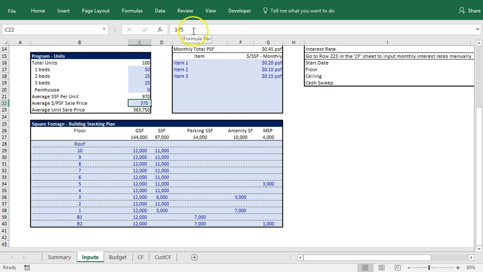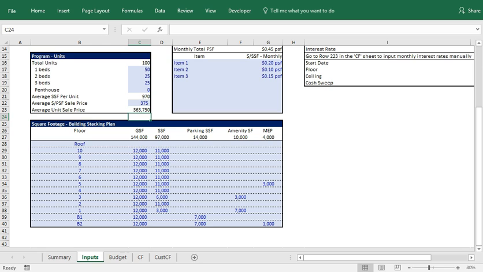And in the cell below, cell C22, this is where you're going to put your projected dollar per square foot sale price. That's average over the entire building. So it's very straightforward, very simple, and you just take those two cells and you multiply them together, and this gives you your average unit sale price.